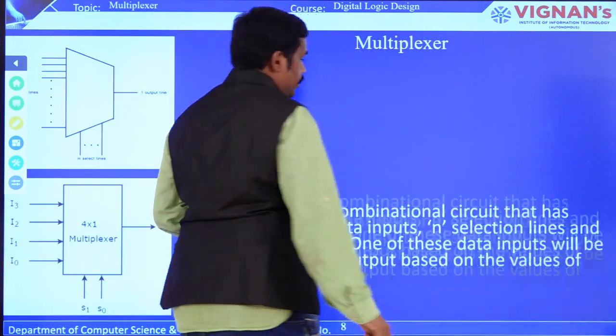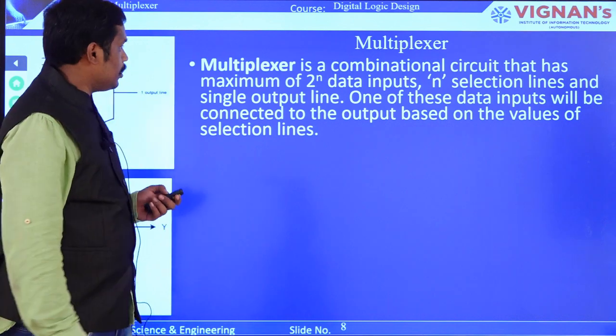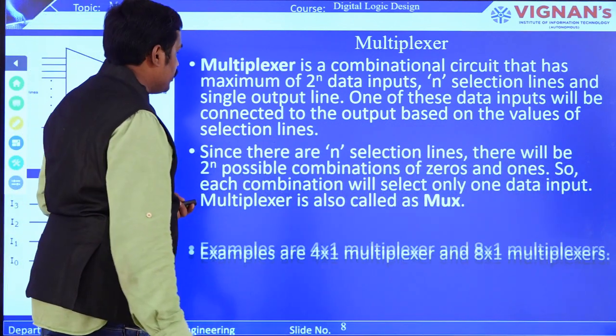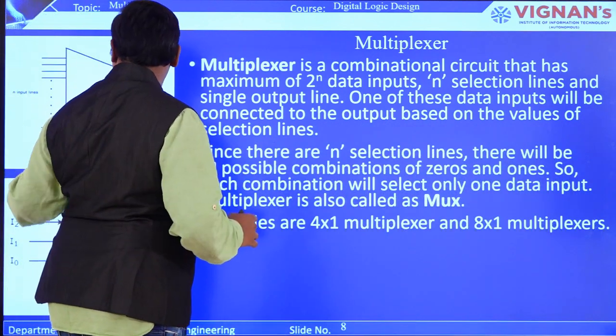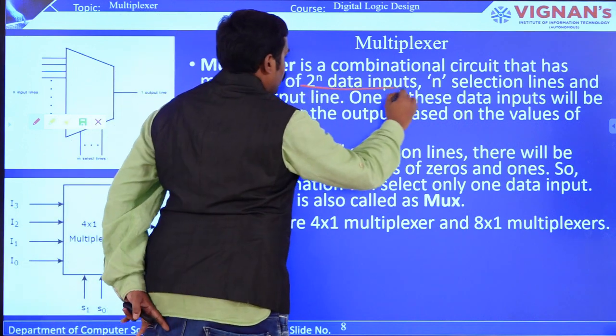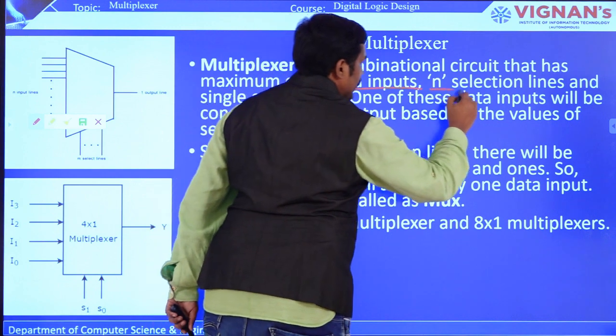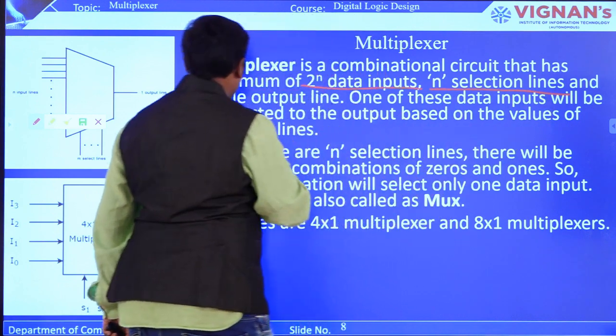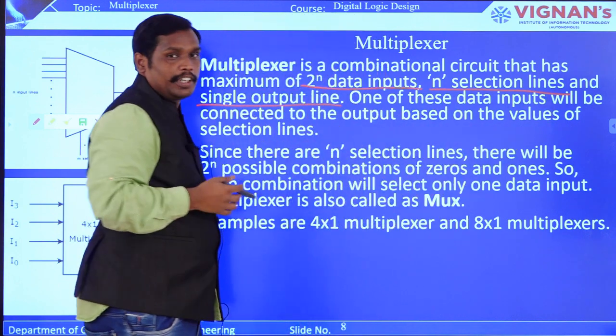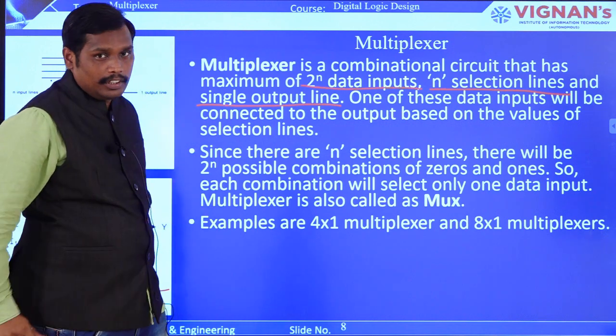So now we'll see multiplexer. Okay. So this is the third combinational logic, that is multiplexer. Here you can see there are 2 power n data input lines, in which there will be selection lines that are n in number and only a single output line. That is how you are going to construct a multiplexer, which is a combinational circuit.